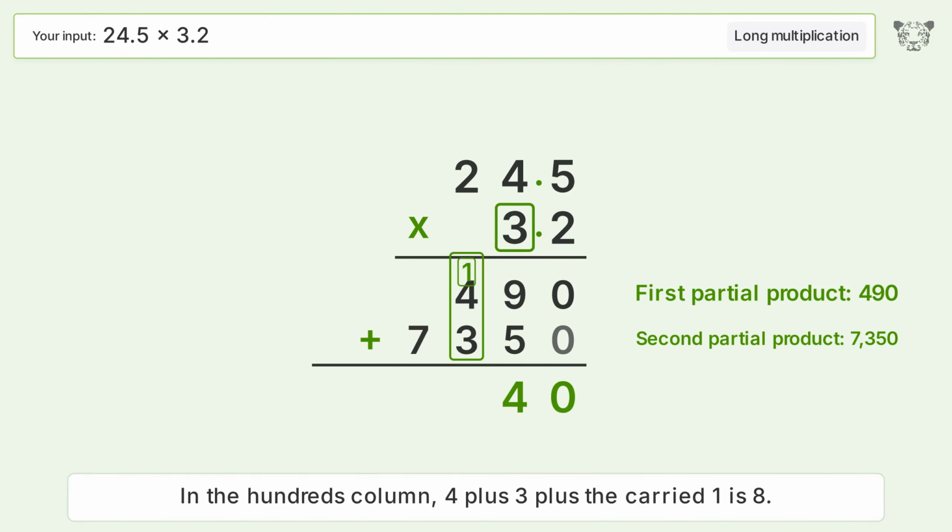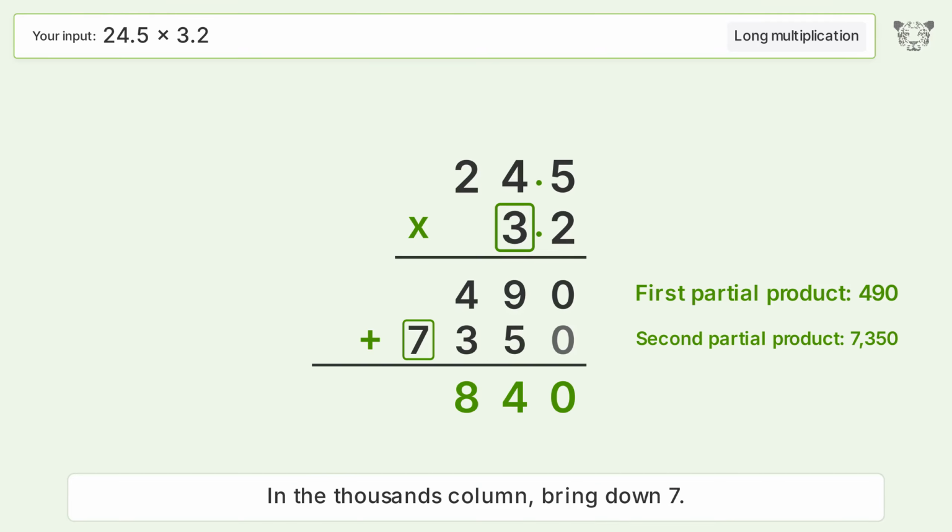In the hundreds column, 4 plus 3 plus the carried 1 is 8. In the thousands column, bring down 7. The product of the whole numbers is 7,840.